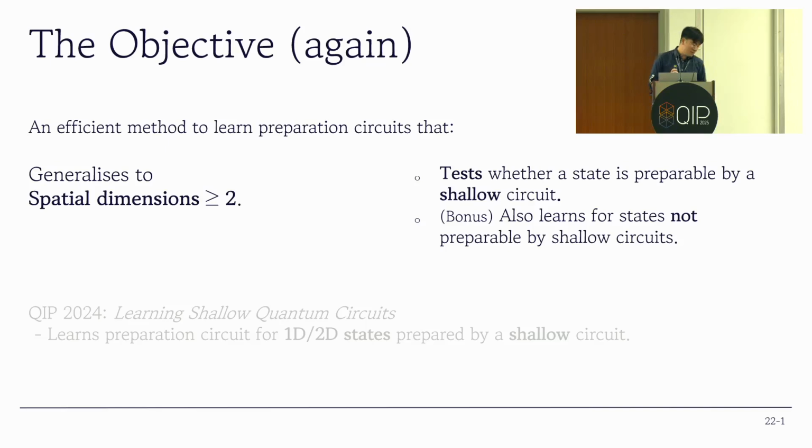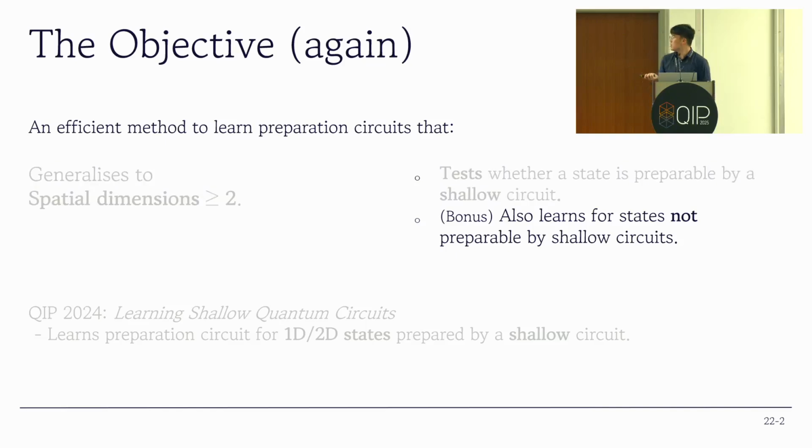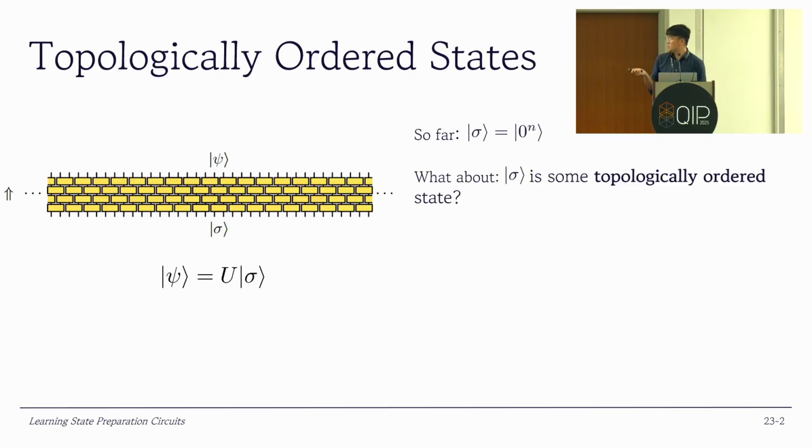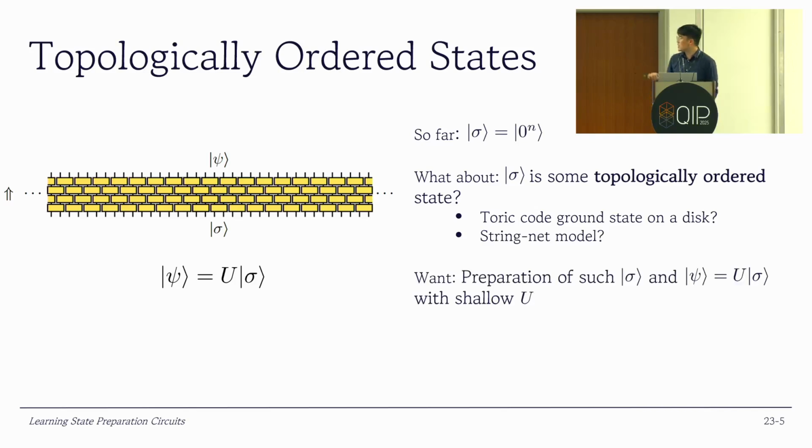Now, real quickly, there is also the bonus problem that we consider in the second approach of learning states not preparable by shallow circuits. For instance, one can consider certain topologically ordered states where, say, sigma over here is, as an example, maybe the toric code ground state on a disk, or maybe some string-net model ground state, something like that. What we want then is the preparation of such sigma, and with such sigma, the psi state over here, which is also a shallow depth unitary applied onto that topologically ordered state.